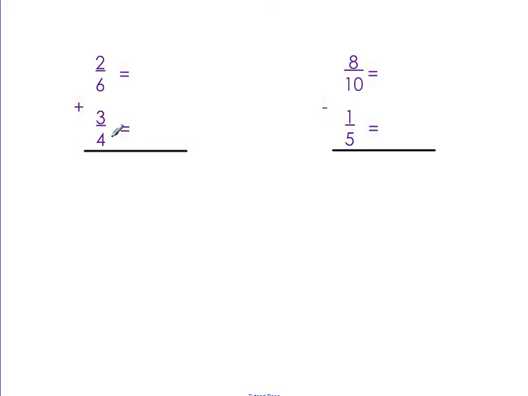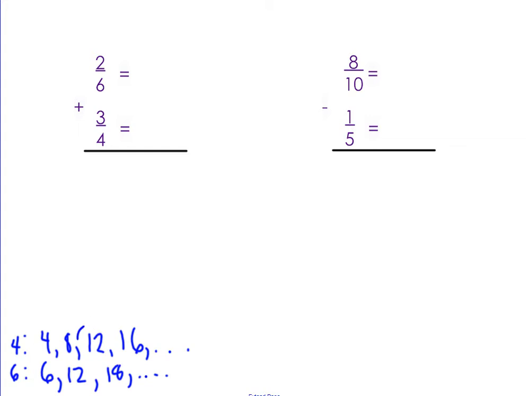Looking here, I have 6 and 4. Now I need to figure out what is the least common multiple that 6 and 4 share. If I need to, it's okay to go ahead and write out the first few multiples of each number so we can figure out what the least common multiple is between both of them. And I've already discovered that really quick. The least common multiple of 4 and 6 is 12.